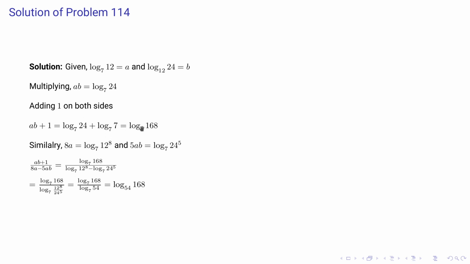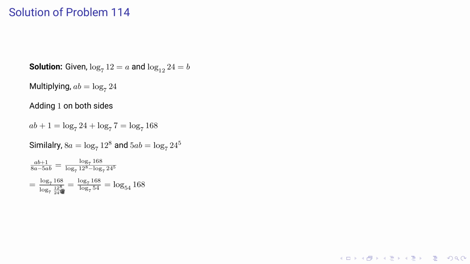So in this case it becomes 24 into 7, that is 168 by 7 with base 7. Now 8a is from here log of 12 to the power 8 with base 7, and 5ab, we have ab from here. 5ab can be written as log of 24 to the power 5 by 7. Now, if you divide ab plus 1, that is this number, with 8a minus 5ab, we will have the ratio in denominator 12 to the power 8 by 24 to the power 5.